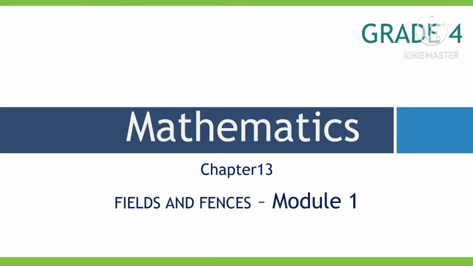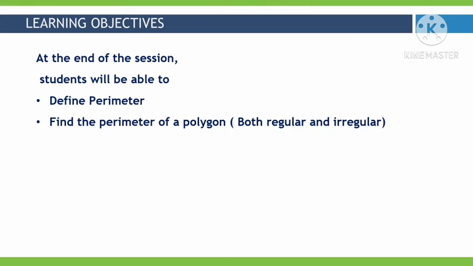In today's session, we are going to learn about Chapter 13 Field and Fences. This is Module 1 for Grade 4. At the end of this session, you will be able to define what a perimeter is and also to find the perimeter of the given polygon. It may be a regular or an irregular polygon.